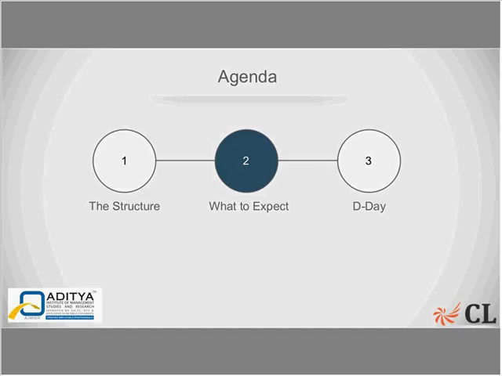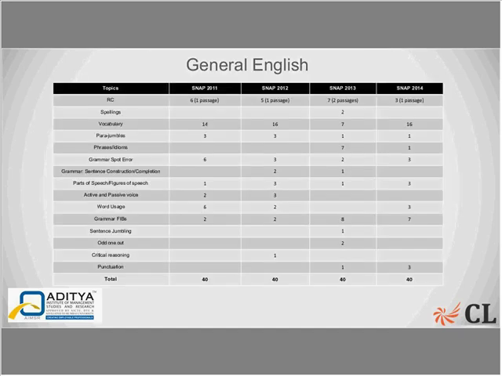Now let's look at each of the sections. When you look at the English section, 40 questions, and look at this breakup. The biggest chunk usually is vocabulary. Out of 40 questions, 14 questions, 16 questions. SNAP 2013 was an exception. Again, SNAP 2014, 16 questions. So about over 1/3 of the paper is vocabulary.